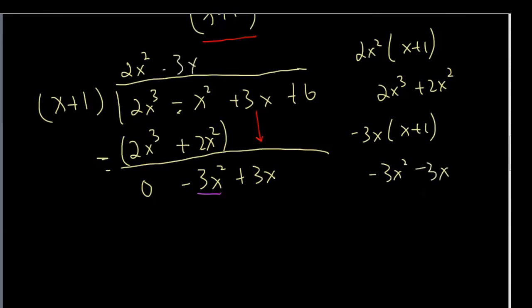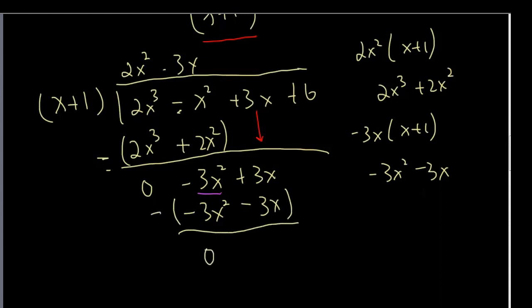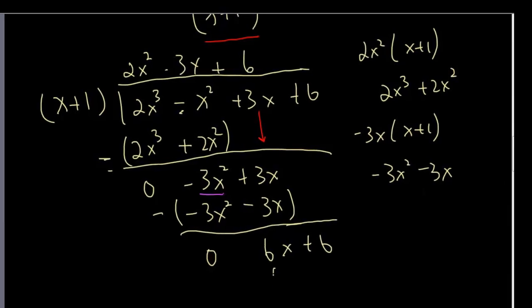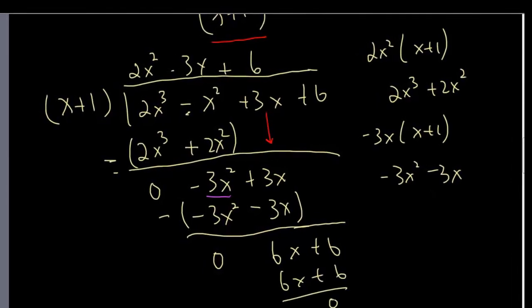So minus 3x squared, minus 3x. And again, everything is negative. So that will be 0, positive 3, minus a negative 3, that will be a positive 6x plus 6. So again, clearly that will be just a 6. So 6x plus 6 gives me 0.